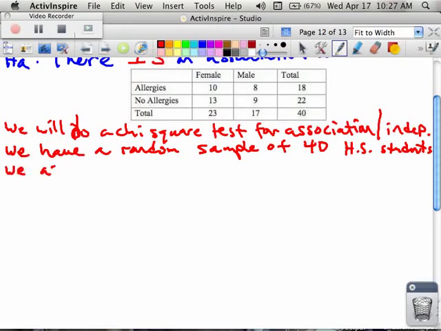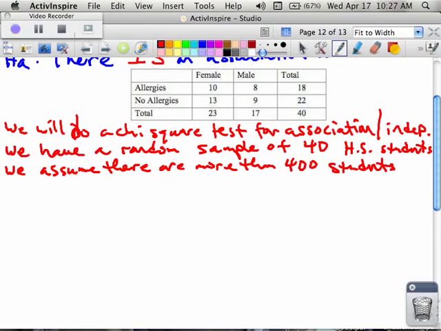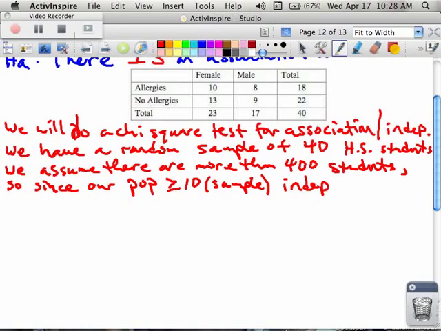We assume there are more than 400 students, so since our population is greater than or equal to 10 times our sample, independence is shown.